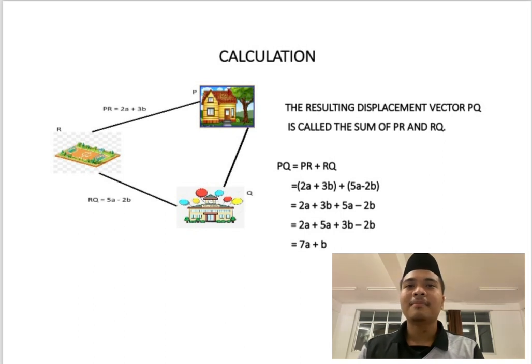Example calculation for vector and scalar. The resulting displacement vector PQ is called the sum of PR and RQ. PQ equals PR plus RQ, (2A plus 3B) plus (5A minus 2B). 2A plus 3B plus 5A minus 2B. 2A plus 5A plus 3B minus 2B, and the answer is equal to 7A plus B.